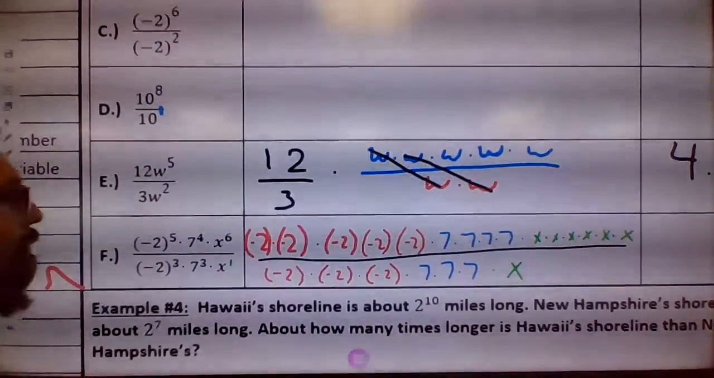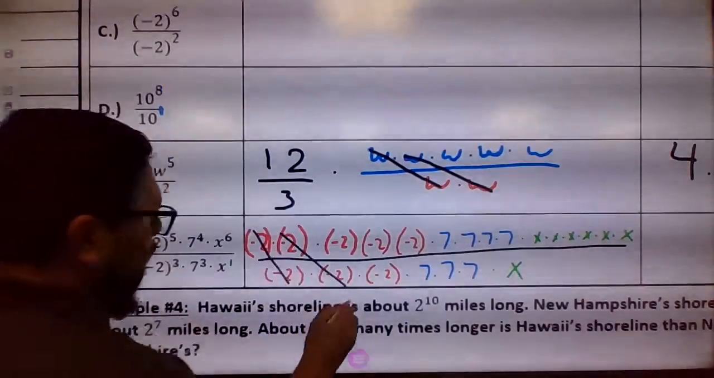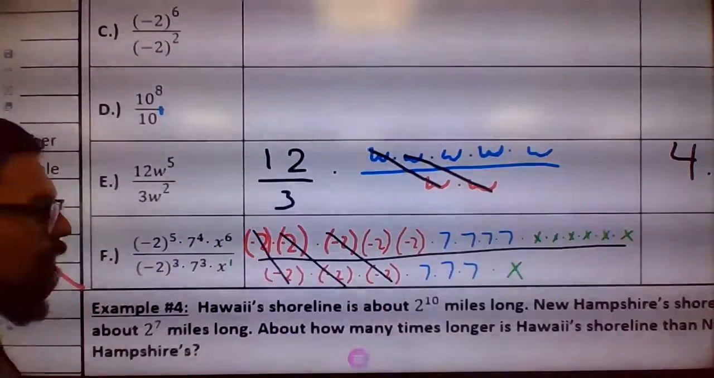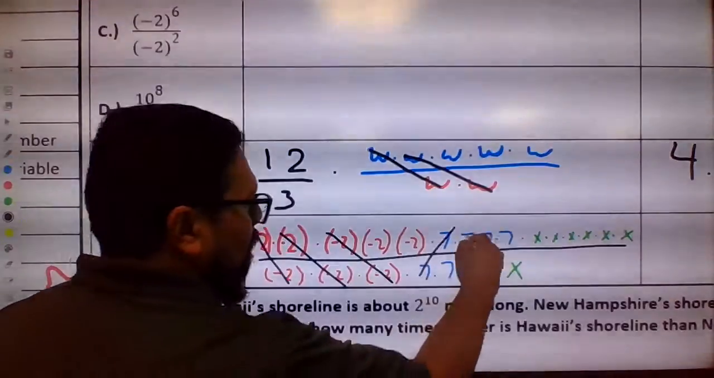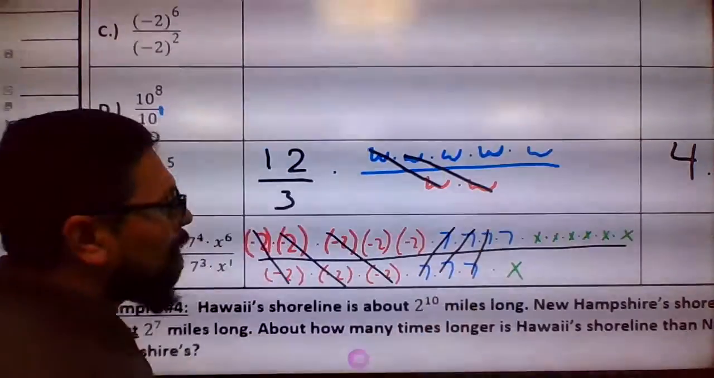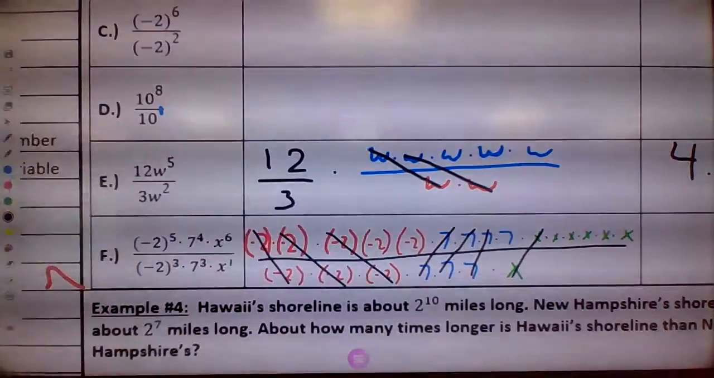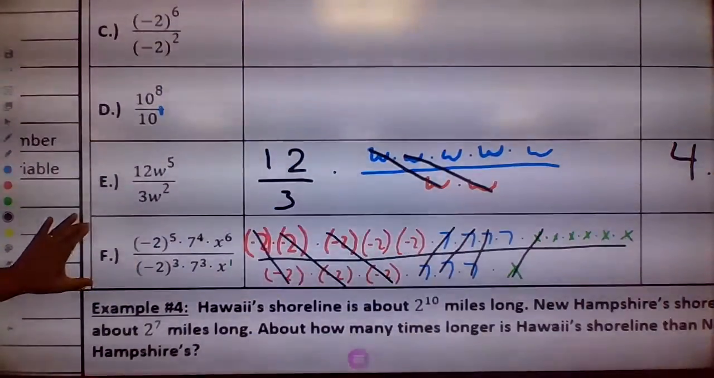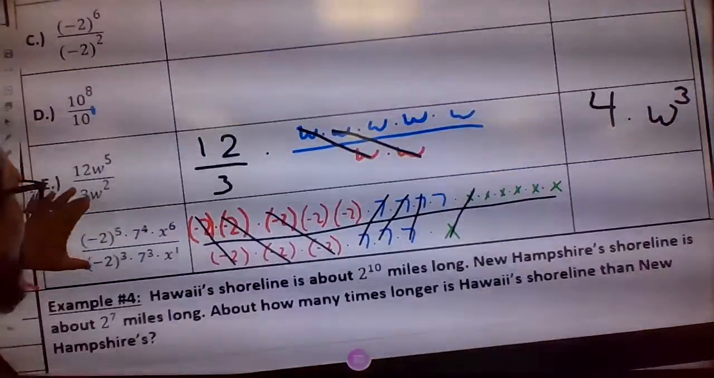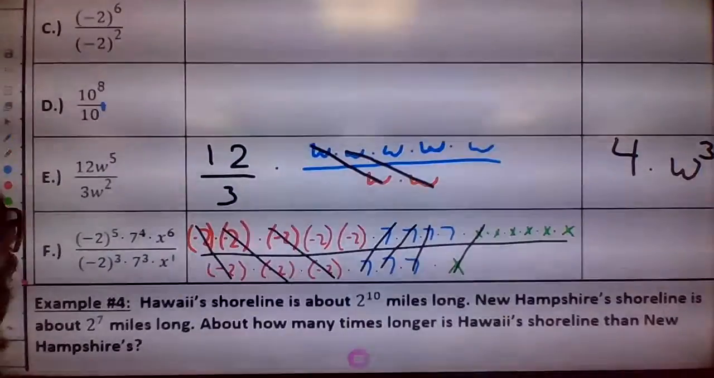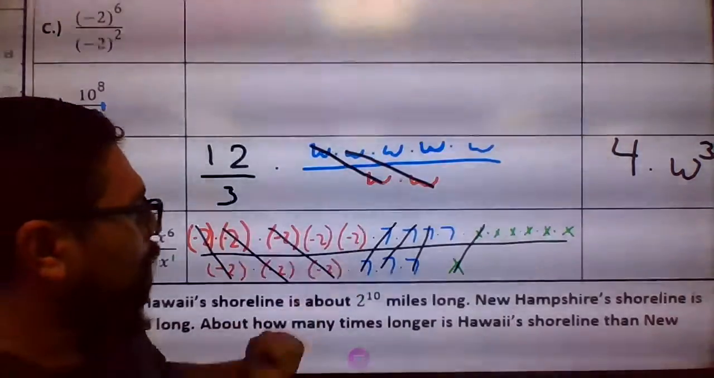Let's start crossing stuff off now. So let's cross off one of the negative 2's, one of the negative 2's, one of the negative 2's. Okay. No more. Now let's cross off the 7, 7, 7. And then let's cross off one of the x's. So on top, what do we have left? So it looks like we have, let me see. No. We have 2 negative 2's.